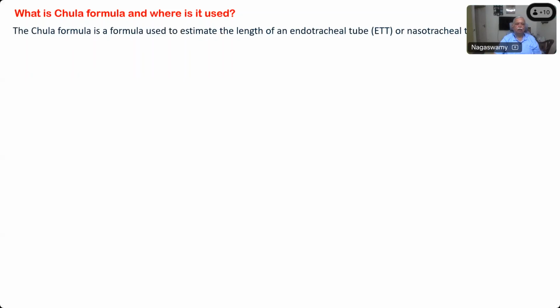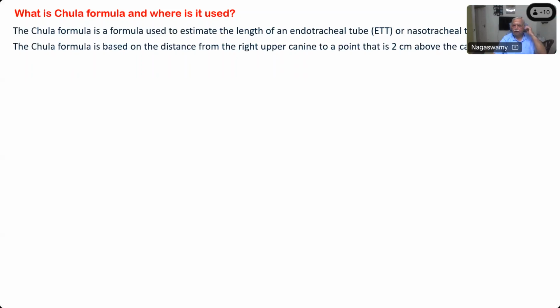Very good. This is to calculate the depth of the ET tube, both by oral route as well as by nasal route. It's called the Chula formula. It estimates the length of the ET tube or a nasal equation based on the distance from the right upper canine to 0.2 centimeter above the carina.